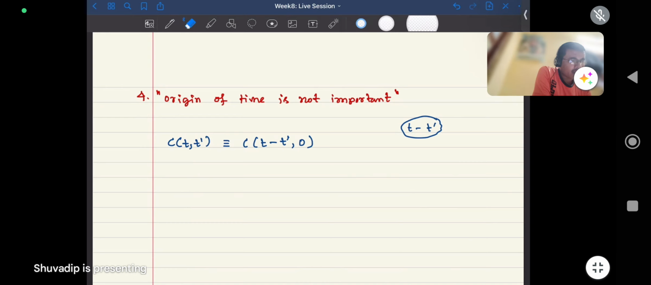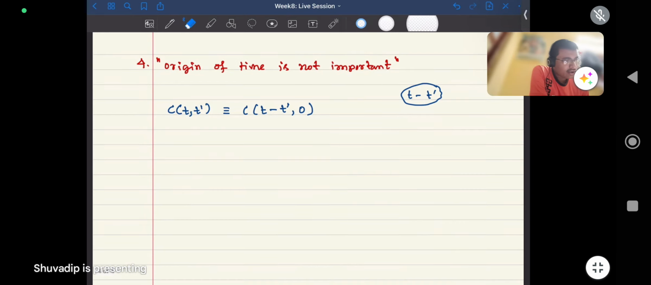Similarly, so this is time translational invariance.